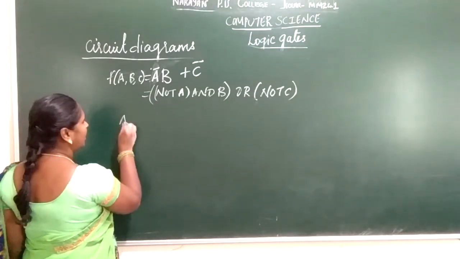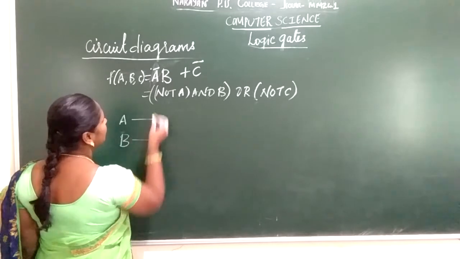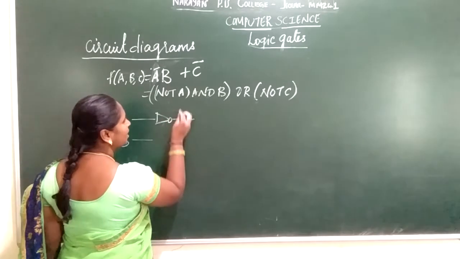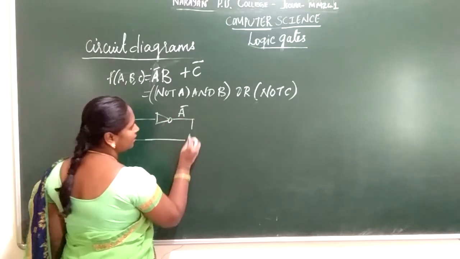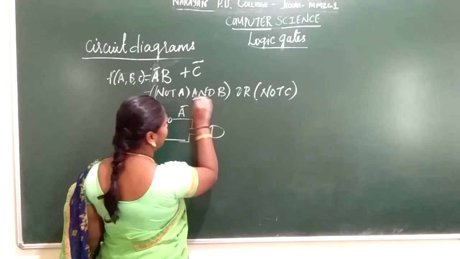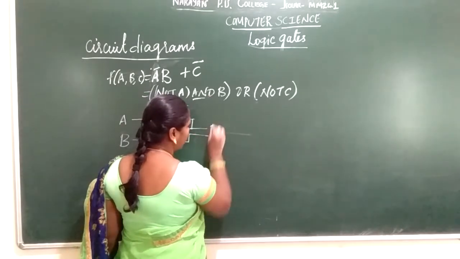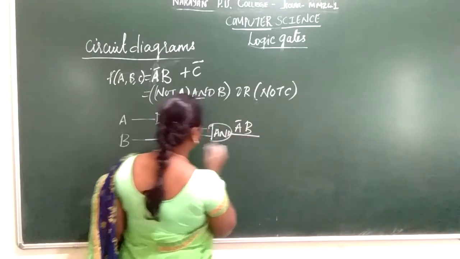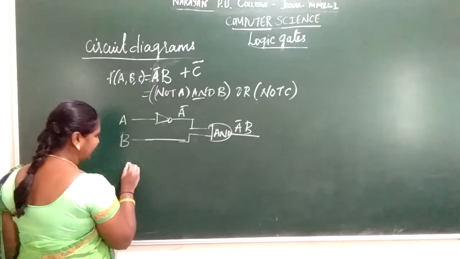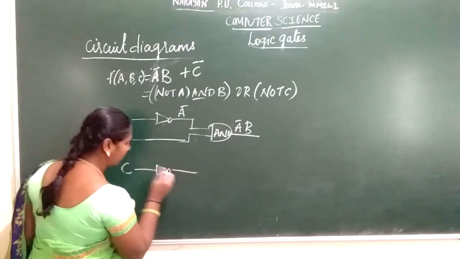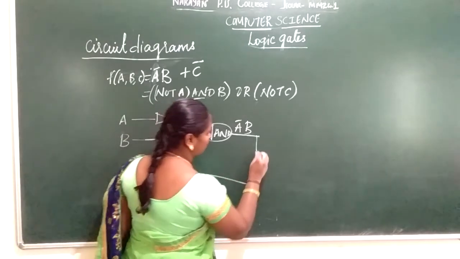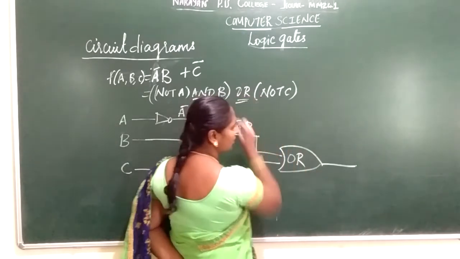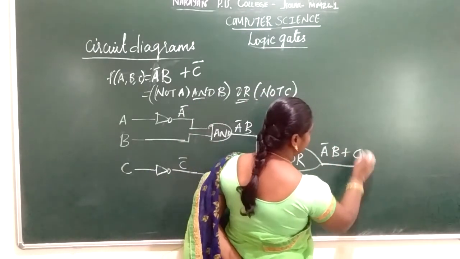So first I am taking a, b. So for this, a bar has a NOT operation, so use a NOT operator. This becomes a bar. And b as it is. These two should be ANDed. I am using an AND operation. So the output is a bar into b. Okay. And my next term is nothing but c. So this has a NOT gate, so it becomes c bar, and this should be ORed. So I am using an OR gate. So this becomes a bar b plus c bar.